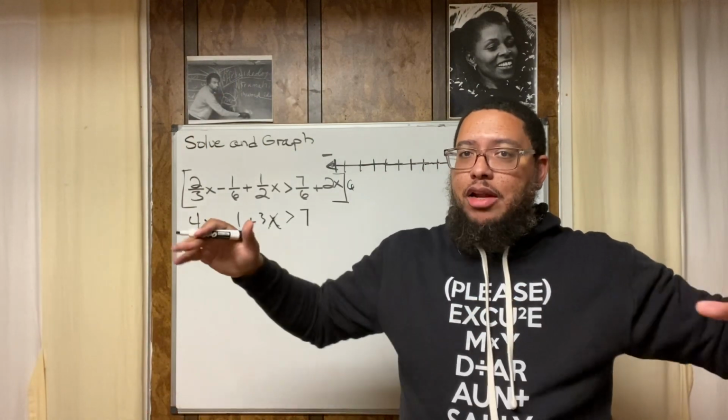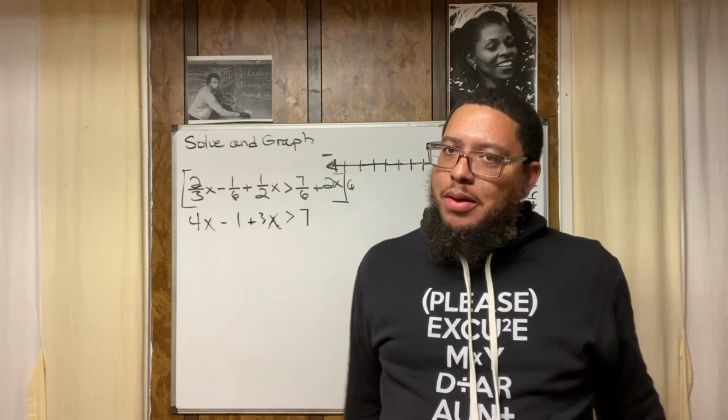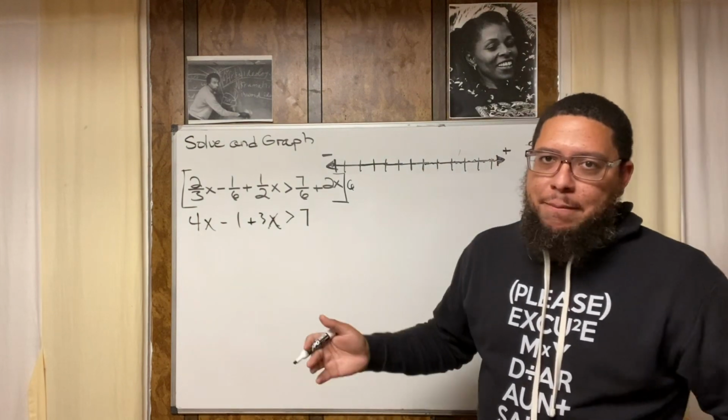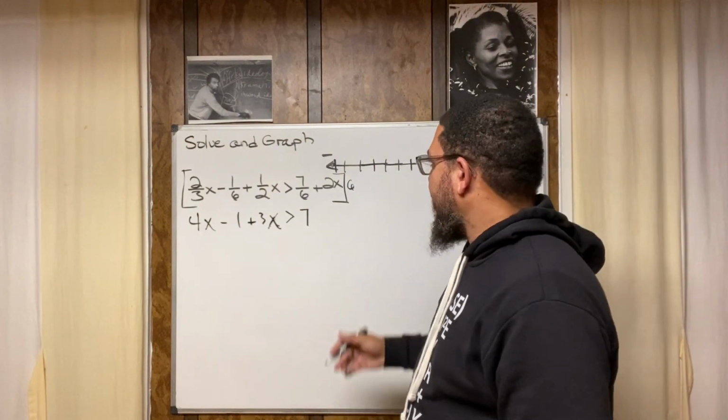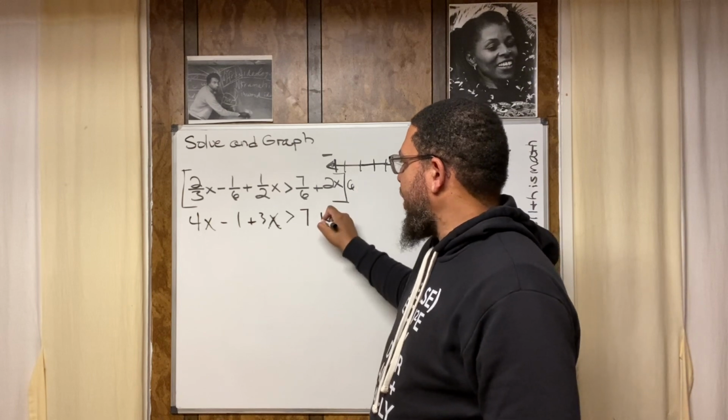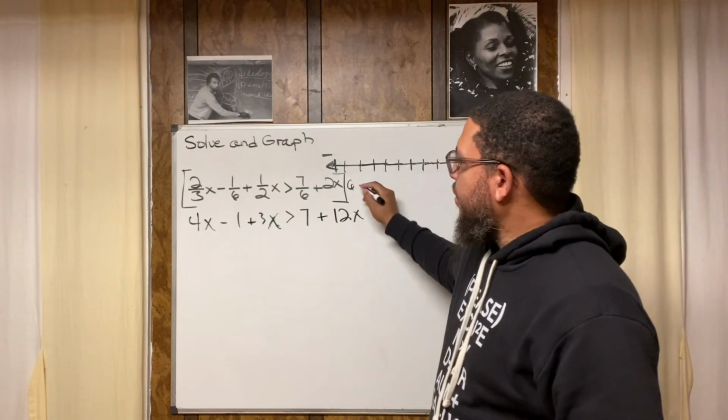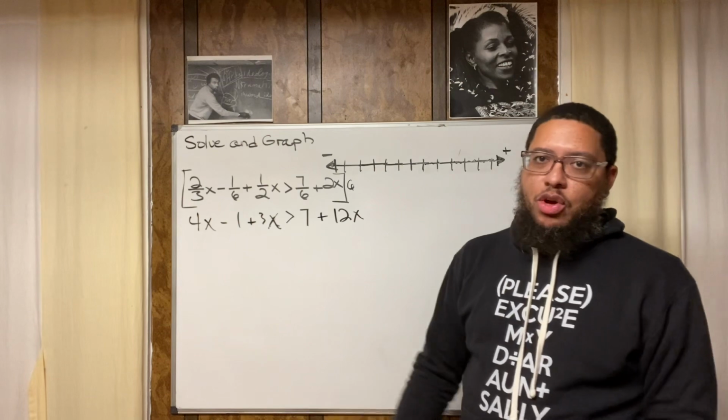I'm telling you, if I had $1 for every time I've seen a student make that mistake, you know what I'm saying? I might not be here right now making these videos, right? But anyway, so 6 times 2x is 12x. Don't forget, multiply the 6 by everything in the inequality.